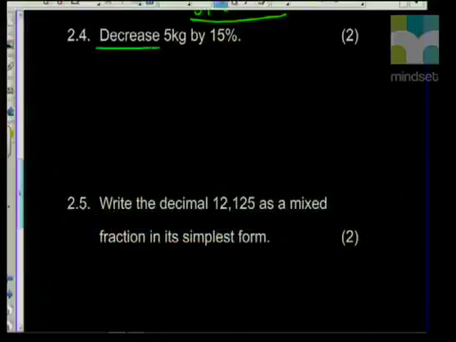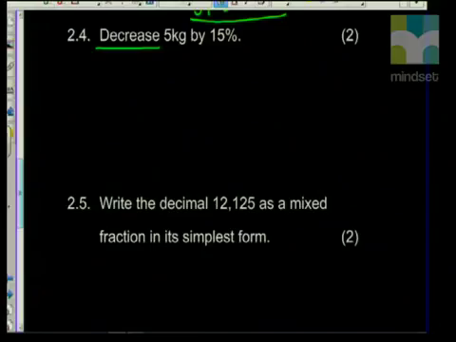Right, 2.4. The next one is to decrease 5 kilograms by 15%. Now there's a few ways we can do this. We can either find out what the 15% is and then subtract it off, or we can convert the decrease part into a percentage and times it by that. So let's do method 1.